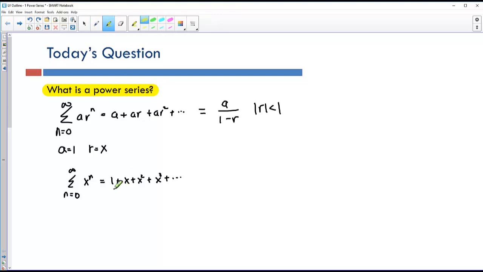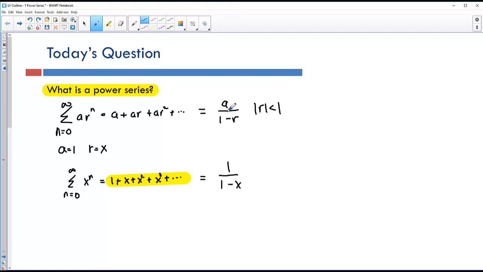And this expression right here, 1 plus x plus x squared plus x cubed, is an example of a power series. The idea is that it's kind of like a polynomial. In fact, a polynomial is an example of a power series, but a more typical example would be a polynomial that never ends. You can think of it as a polynomial that never ends, and that's what we mean by a power series.